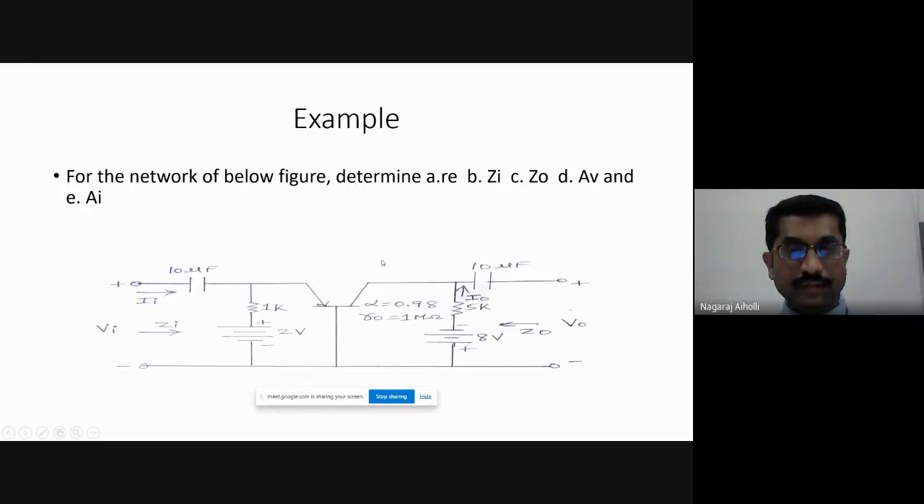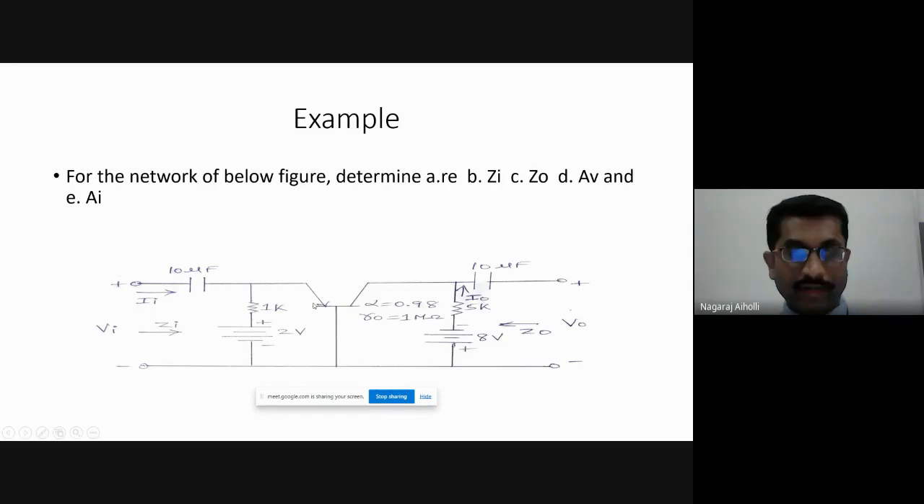Which circuit is this? Which is the given circuit? It is common base configuration using a PNP transistor. Common base configuration, because the base terminal is common between the input portion and the output portion of the circuit. Hence, it is common base configuration with a PNP transistor.